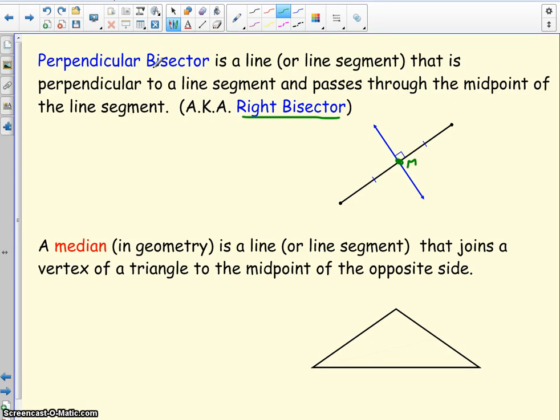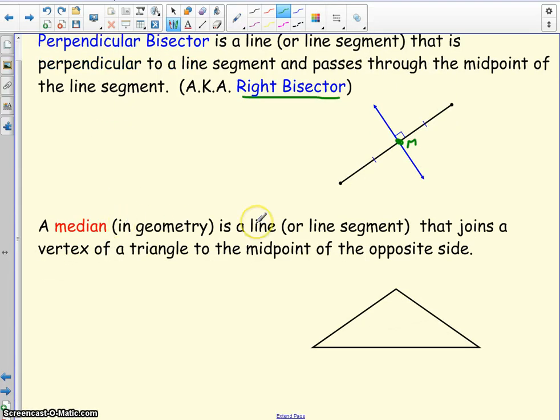And also we have this idea of a median. Now you may have seen a median in statistics referring to the middle number in a data set. That's not what we're talking about here. In geometry, it's a line or a line segment that goes from a vertex, i.e. corner of a triangle, to the midpoint of the opposite side. So for example, if I have a triangle here, this line right here would be considered a median. So it goes from one of the endpoints or vertexes of the triangle, and it goes through the midpoint of the side across the triangle from it. Okay, so that would be a median.